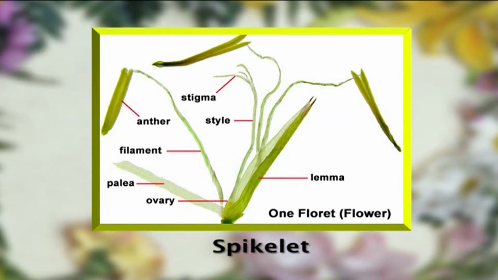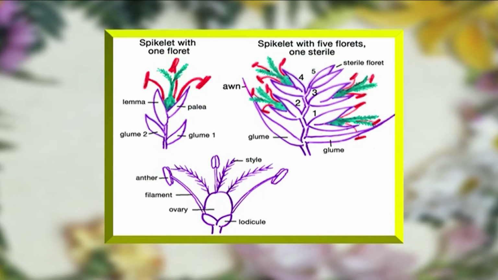Opposite to each lemma, each spikelet bears a small glume called palea. Perianth is reduced and represented by two lodicules. Thus, each flower of the spikelet remains enclosed by a lemma and palea. The spikelets may be arranged in a spike, raceme or panicle and form the characteristic inflorescence of grasses and sedges.